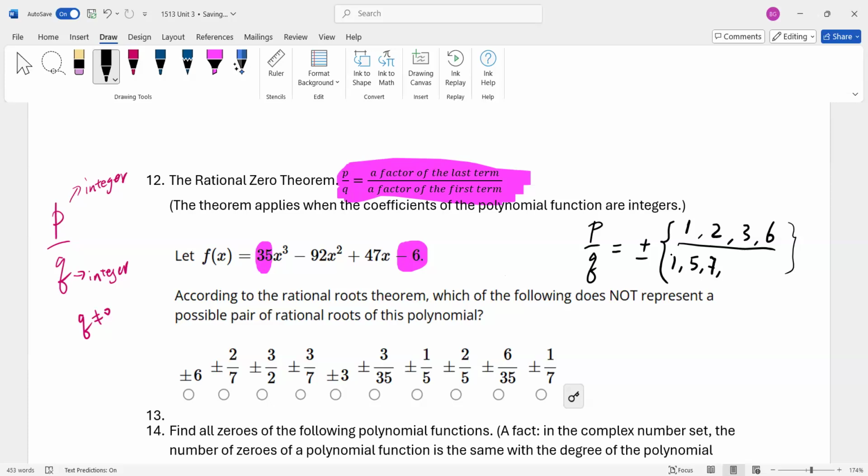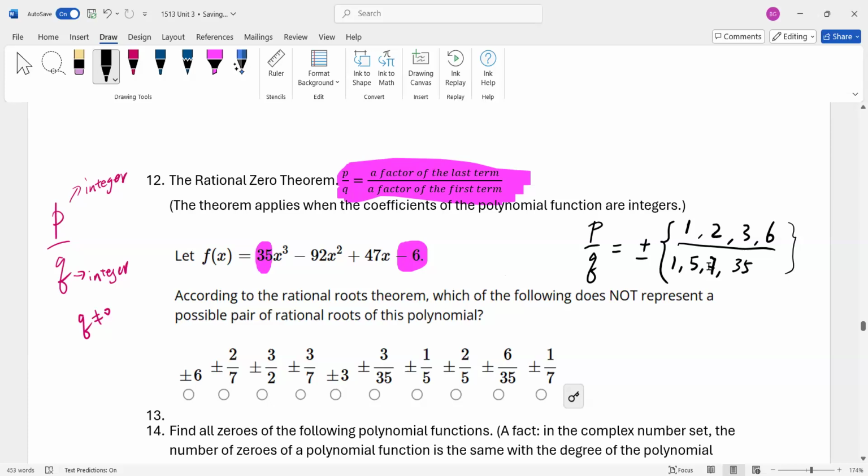9 doesn't work. 10, no. 11, no. 12, 13, 14, 15, 16, 17, 18, 19, 20. And you can see those don't work, right? And what's the next one? 35. 35 has 4 different factors. 1, 5, 7, and 35. All right?